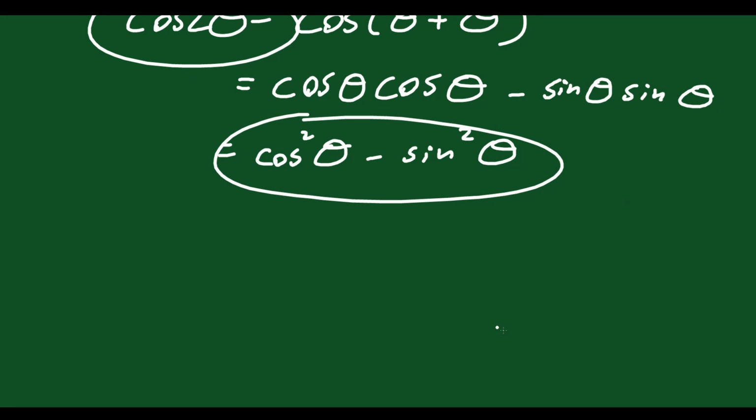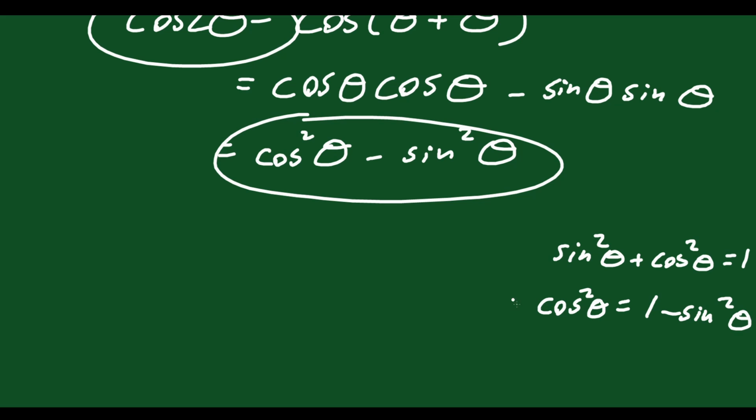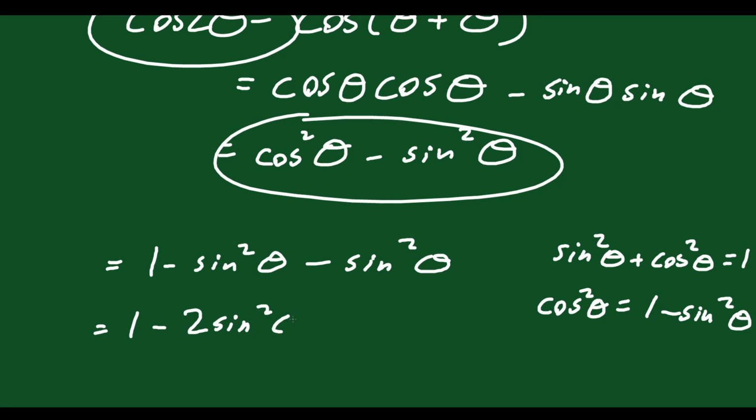And if you decide to plug in the Pythagorean identity, remember, sine squared theta plus cos squared theta is equal to 1. If you isolate for one of these, you can plug it into this. Like if I were to isolate for cos squared theta, it is equal to 1 minus sine squared theta. So plug that in here. If you do that, you're going to get 1 minus sine squared theta minus sine squared theta, which is equal to 1 minus 2 sine squared theta. That's the second definition, the second double angle identity for cos of 2 theta.